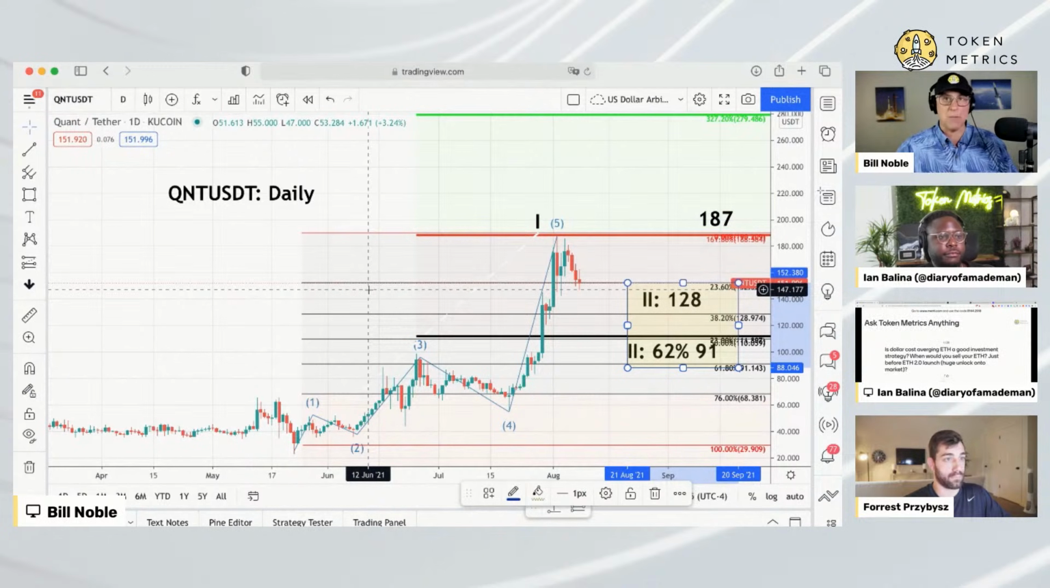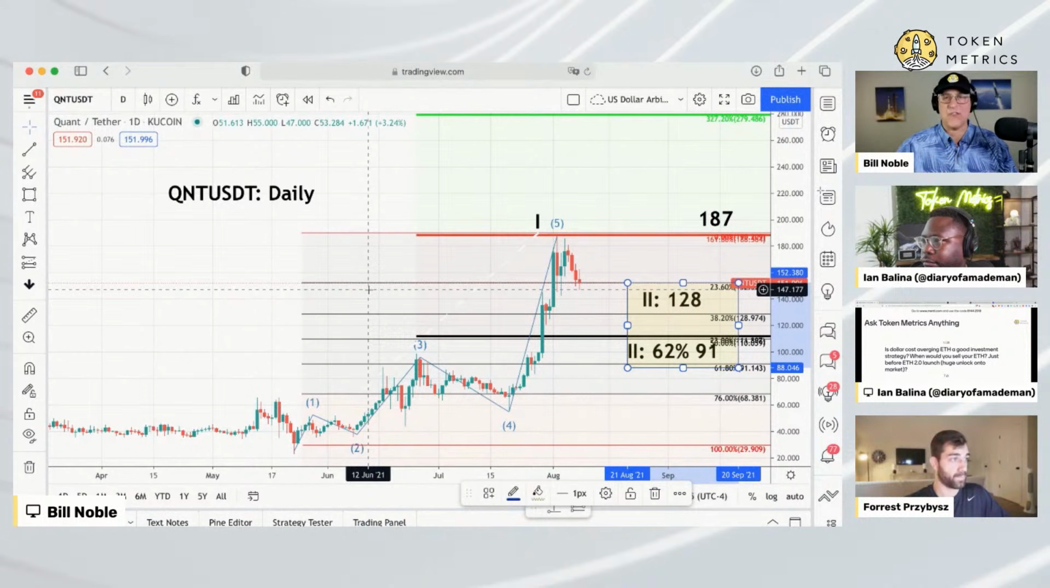Now, has the easy money been made? It's not a bull market until you can buy a dip and make money. So anything in crypto can moonshot. My question is, where are the buyers? Will there be buyers in Quant on a dip?